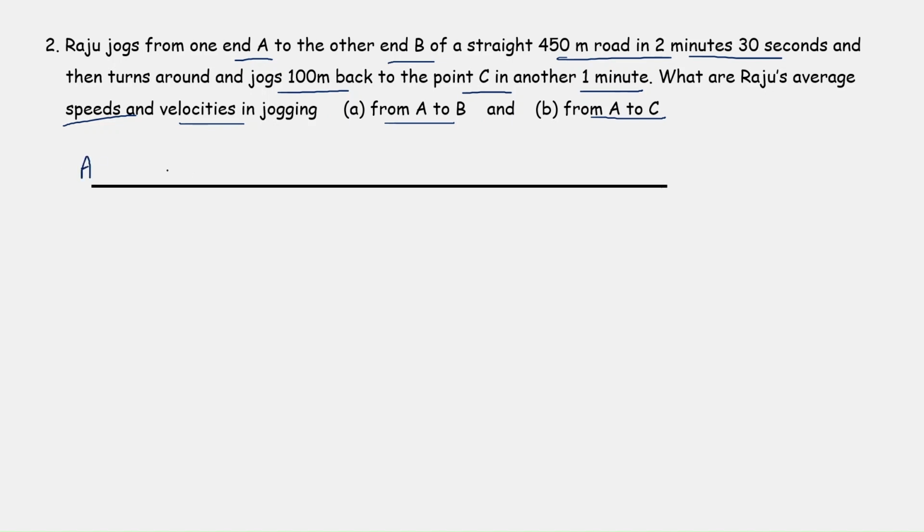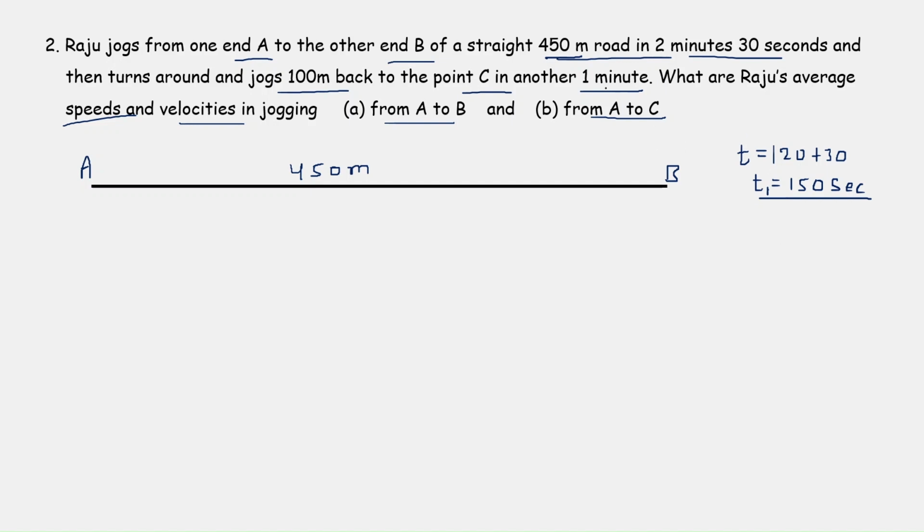So let us consider the path from A to B. What is the total distance they have given? 450 meters. And what is the time taken they have given? So total time is 2 minutes 30 seconds to travel from A to B. If you convert it into seconds, 120 seconds plus 30 seconds. So the total time is 150 seconds in the first one, we can consider it as T1.